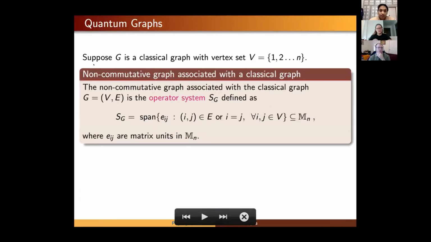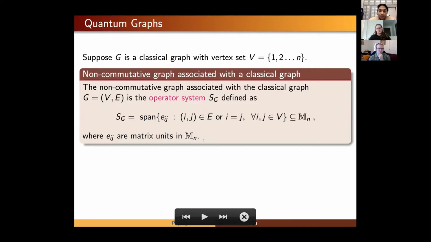So here is a definition of a non-commutative graph associated with a classical graph. And this is exactly what I was defining earlier. So if you begin with a classical graph G on some n vertices, then you can associate an operator system with this classical graph using the idea that I said earlier, that you look at the span of the matrix units E_ij, where ij represents a position of the edge in the classical graph, or it represents a loop on the vertices. And this set is going to be an operator system in the matrix algebra, and we're going to call it the non-commutative graph associated with this classical graph.